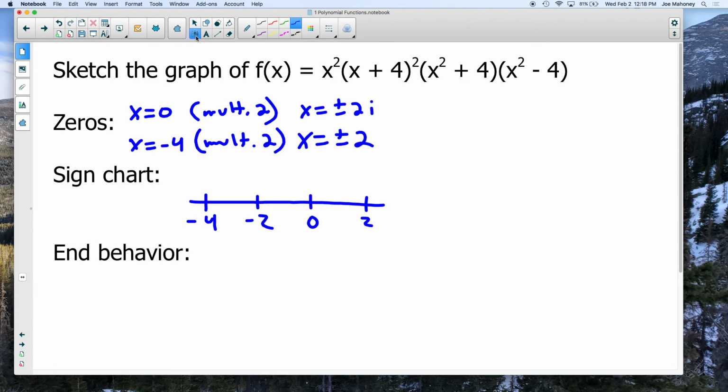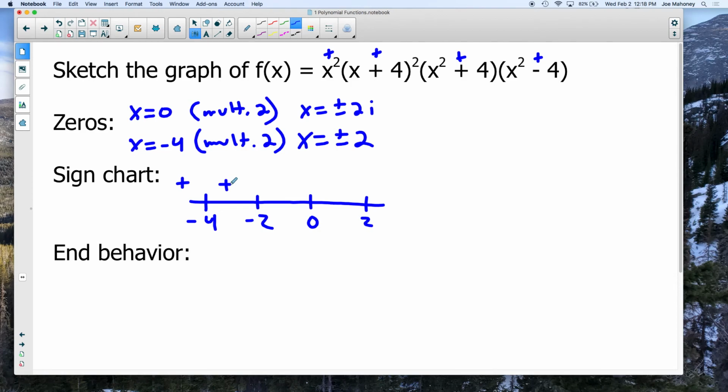So if I plug in a very, very negative number, I get a positive. When it's less than negative 4, it's positive. Think about plugging in a number between negative 4 and negative 2, like negative 3. If you do that, this is still going to be positive. And that should make sense because of the double root, the multiplicity of 2. It's going to bounce there.